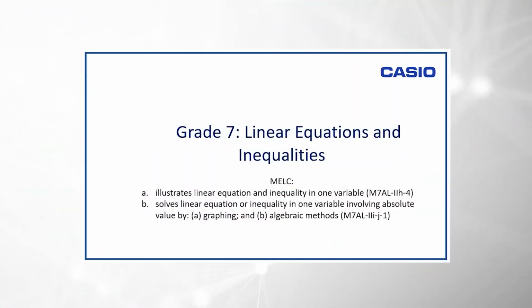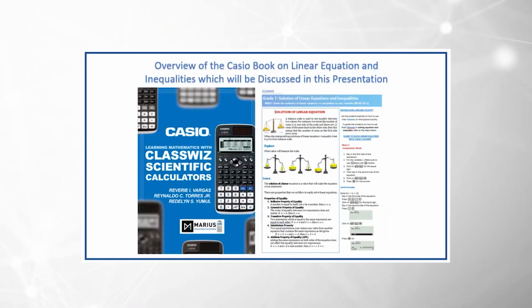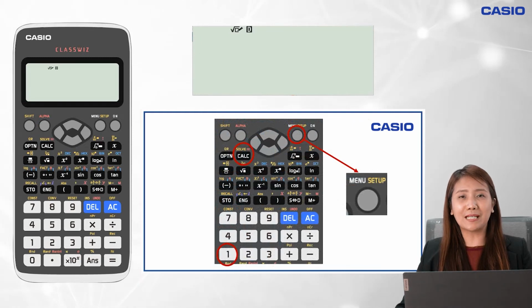In this video, we will explore how we can use the CASIO calculator in teaching linear equations and inequalities. The examples and steps to be discussed in this presentation are also indicated in the CASIO book on linear equations and inequalities. In this lesson, we will be exploring Menu 1 Calculate mode as we learn and teach linear equations and inequalities with CASIO ClassWiz. We will also include the Calc button in our discussion.